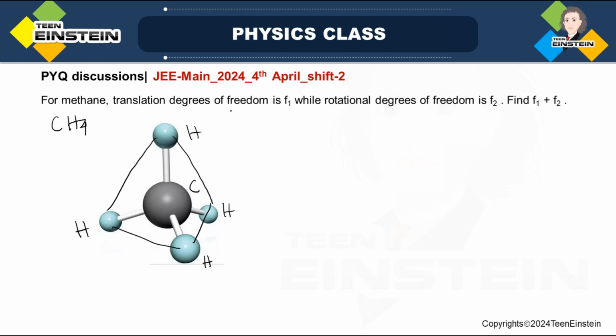Question is the translational degrees of freedom is F1 for this methane, while rotational degrees of freedom for the methane is F2. Let me tell you what is rotational and what is translational degrees of freedom. So let me write F degrees of freedom. Okay. Degrees of freedom.